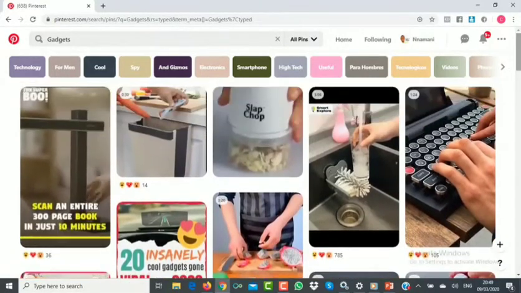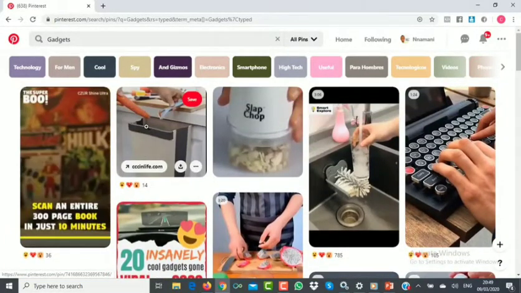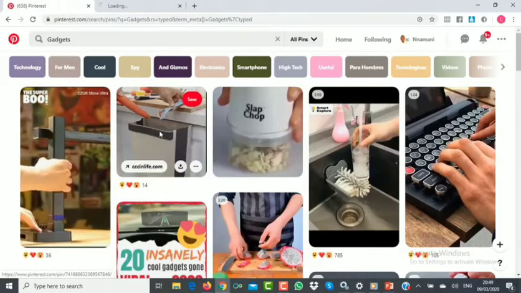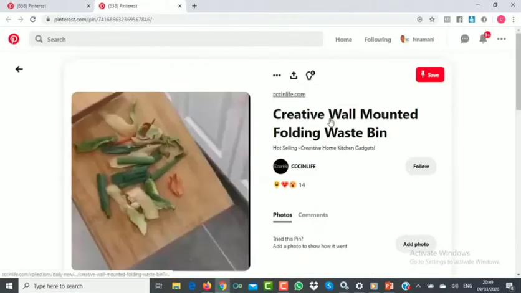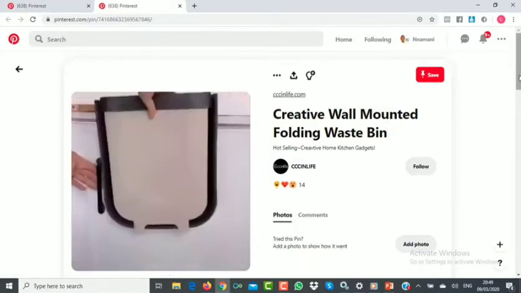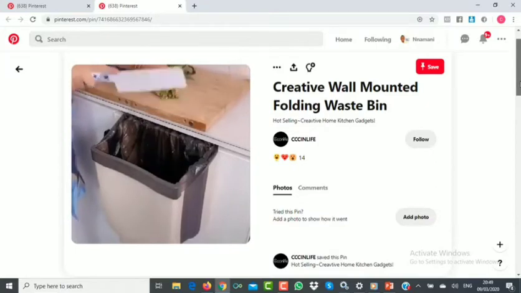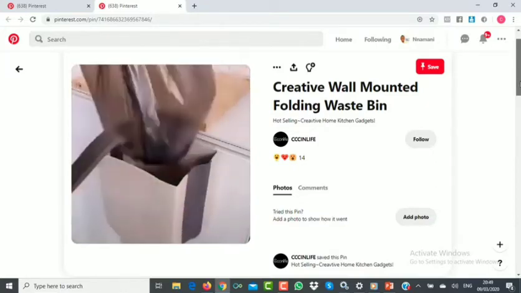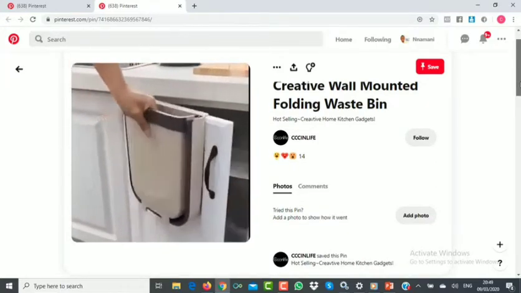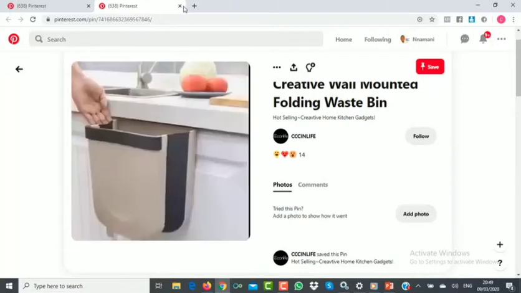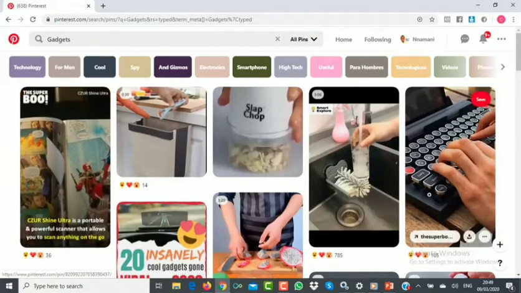Now, this does not mean that products like this, which is here, this is a standalone product. Let us see what it is. This is a creative wall-mounted foldable dustbin. So this is how it works. Now, this does not mean that you cannot look out for products that are standalone like this, but then what I usually do is to go out for lists.